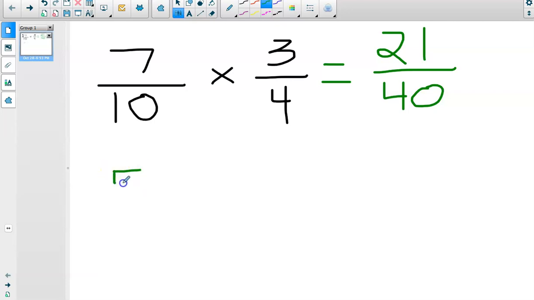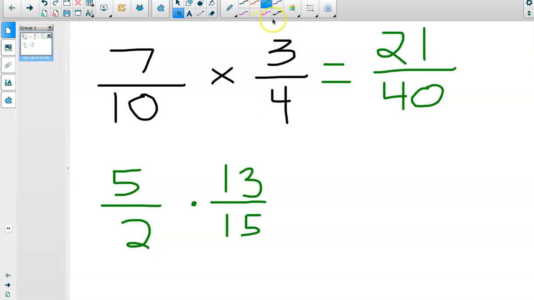Let's go 5/2 times, and I'm going to use the dot this time, times, let's say, 13/15ths. Sure, why not? All right, so I'm going to check the butterfly method, and this time, the 2 and the 13, nope, can't reduce those, but the 5 and the 15 can be reduced. I'm going to divide them by 5 each. 5 divided by 5 is 1. 15 divided by 5 is 3.